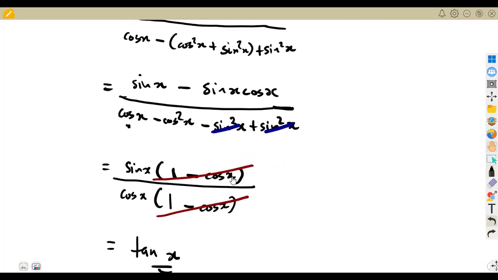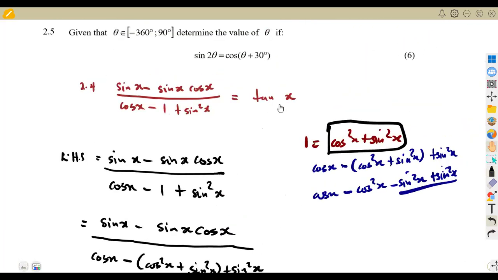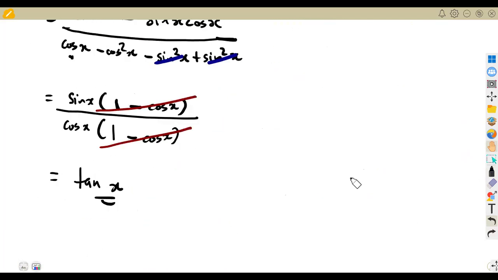So that is what we have. Is it what we have on the other side? Yes, that is exactly what we have on the right-hand side. So this is equal to the right-hand side, just like that. So you have to be very, very careful how you answer your questions, like I said before.